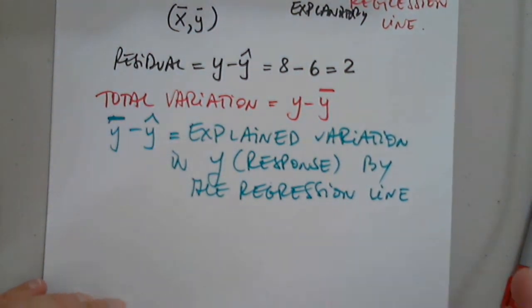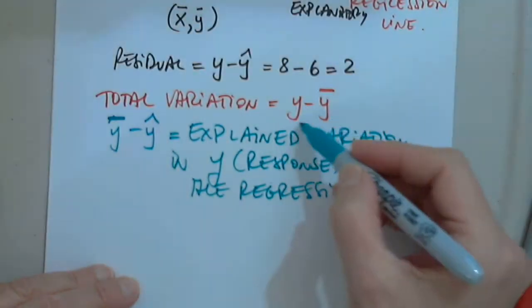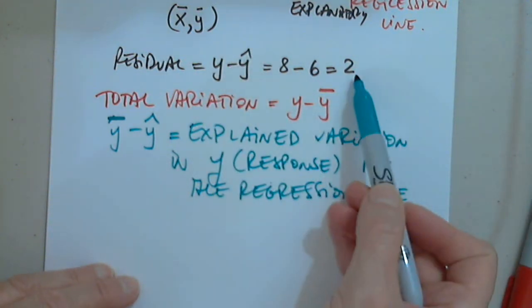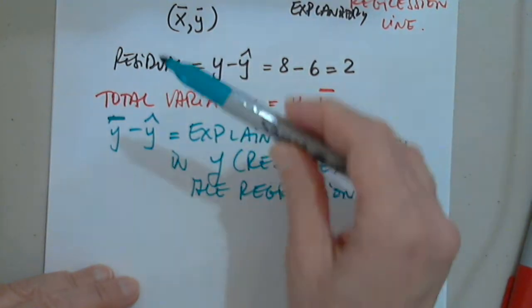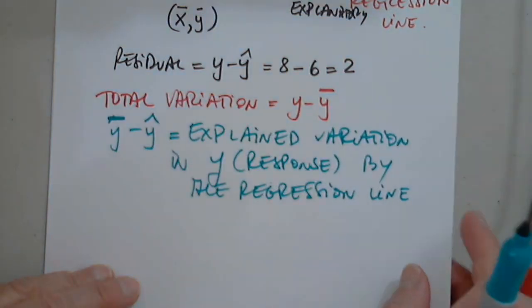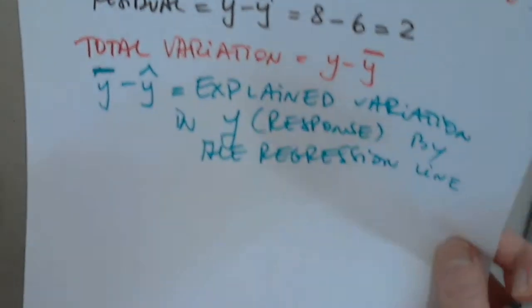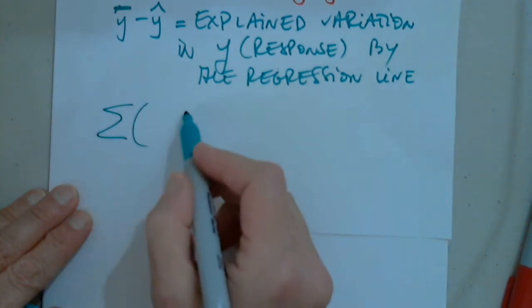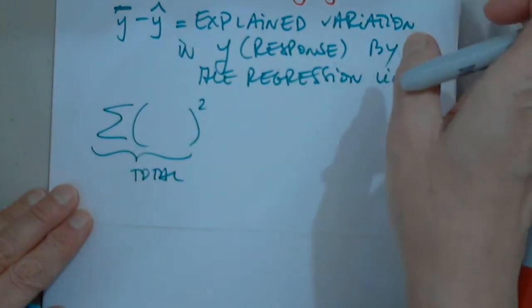Now, because these can be positive and negative, and I just gave an example with positive but all these can be positive or negative depending on where they are, we are going to look at the sum of the squares. So the sum of the squares for the total, which one is the total?